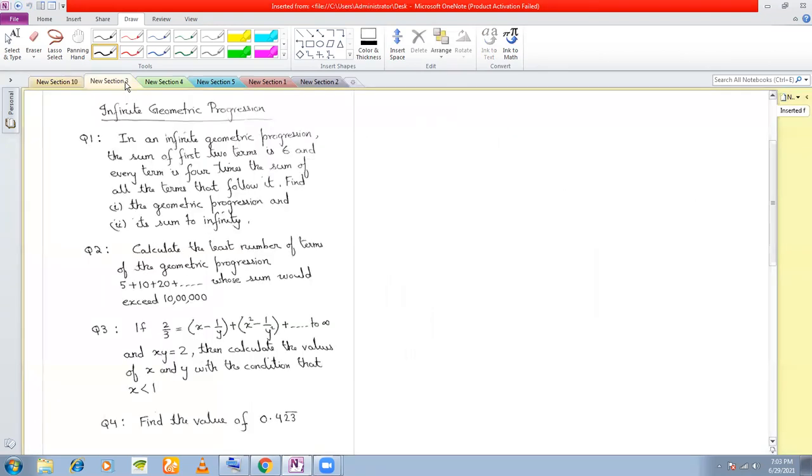So now with this in mind, we start with the problems here. Look at question number 1. In an infinite GP, the sum of the first two terms is 6, and every term is 4 times the sum of the terms that follow it.